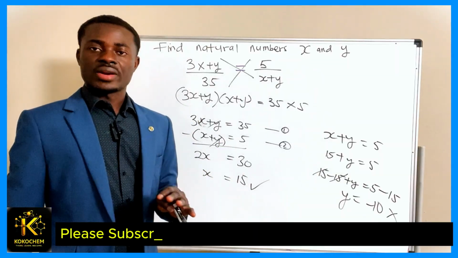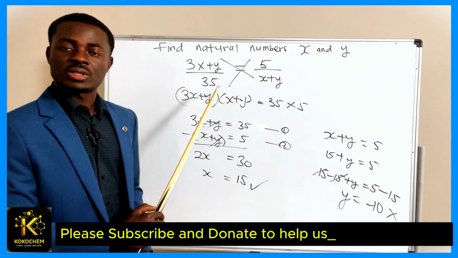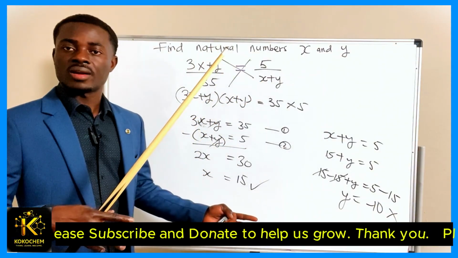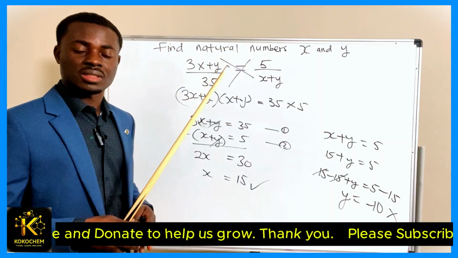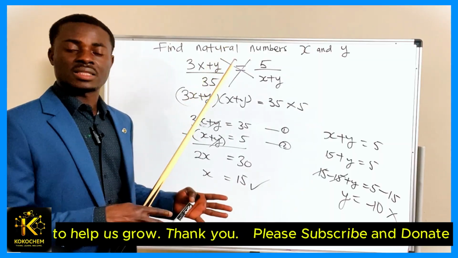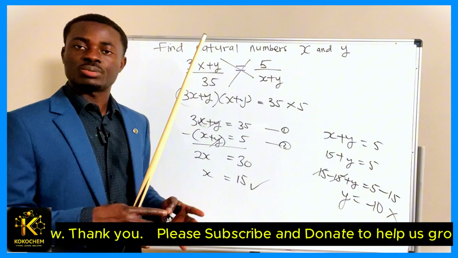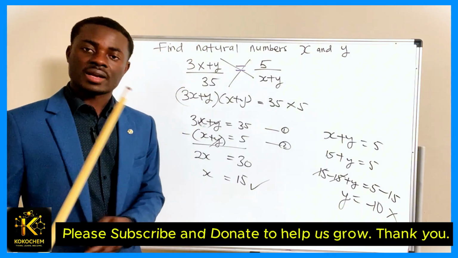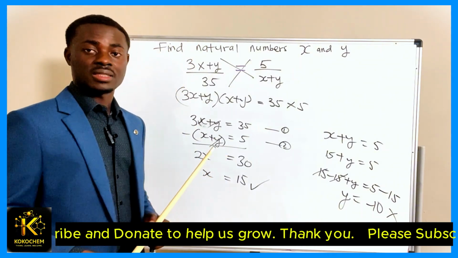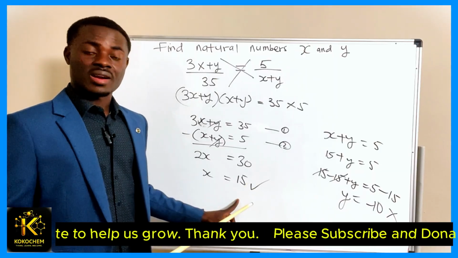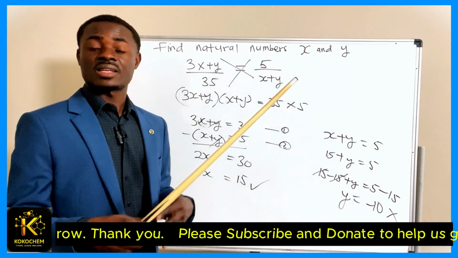So in summary, the first step is to do cross multiplication. The second step is to compare the expressions to the numbers. The bigger number gets the bigger expression. The smaller expression gets the smaller number, okay? And the third step is to do elimination. Once you get the value for one variable, use one of the equations for the other variable.